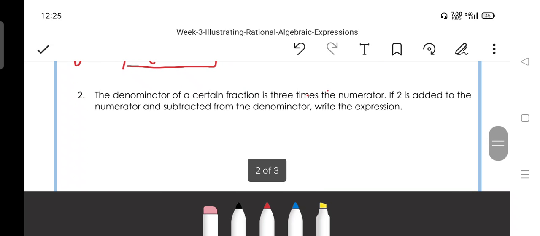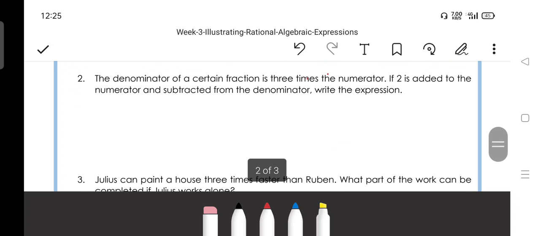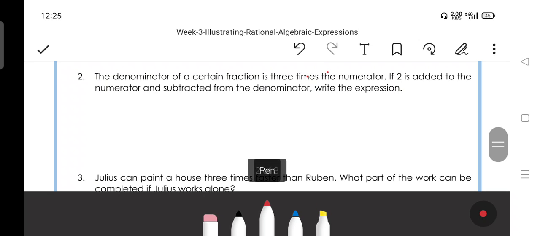After which, then let's have number 2. In number 2, we have the denominator of a certain fraction is 3 times the numerator. If 2 is added to the numerator and subtracted from the denominator, write the expression. Okay, again, statements like this, or verbal phrases like this, we have to use the method working backwards.